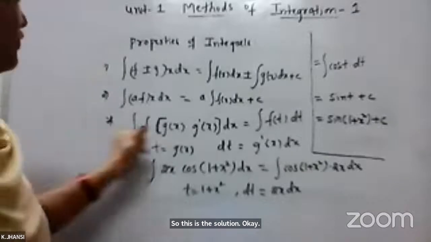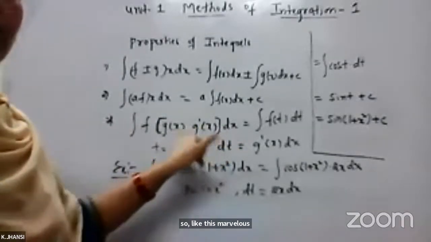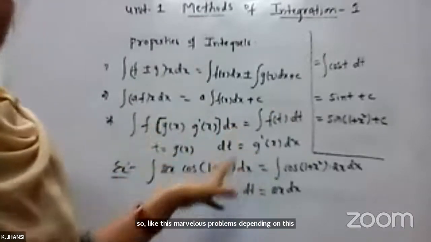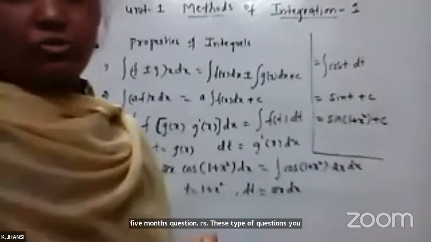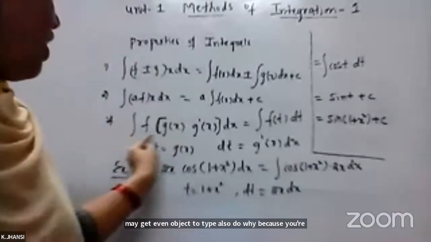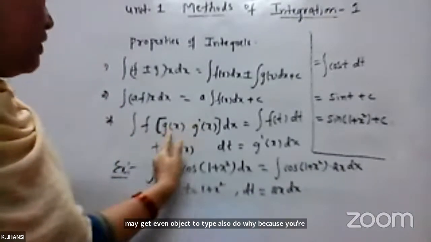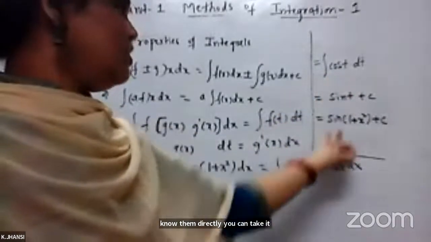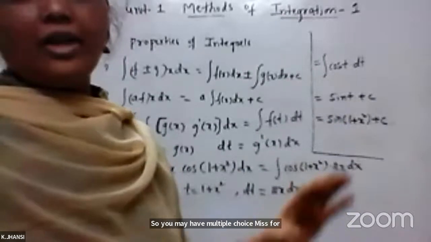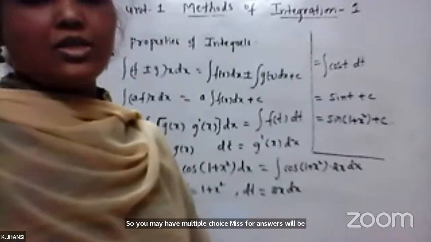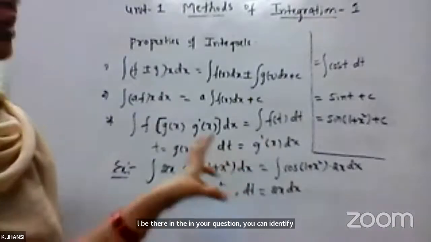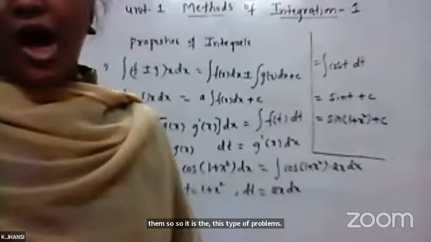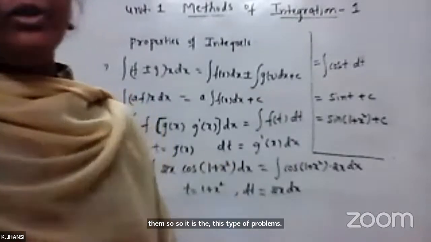So problems depending on these formulas, they may ask as a 5 marks question, or this type of question you may even get as an objective type. Why? Because if you know the terms directly, you can take it as the integration of the term. You may have multiple choice, with 4 answers in your question, and you can identify the answer. So this type of problem may come for 5 marks, or they may be asked as multiple choice questions also.